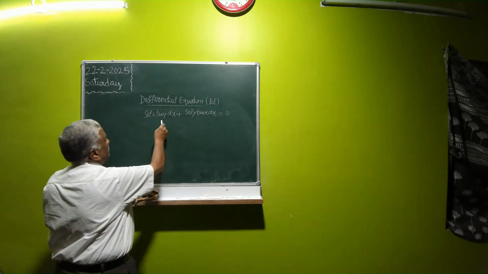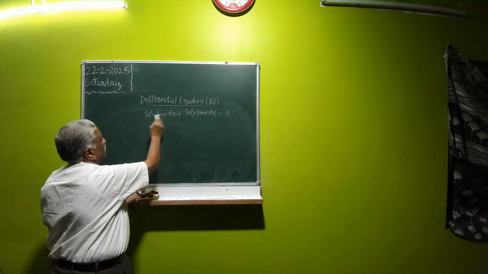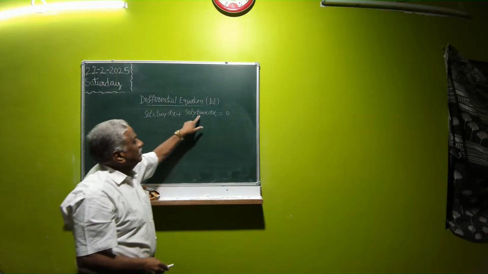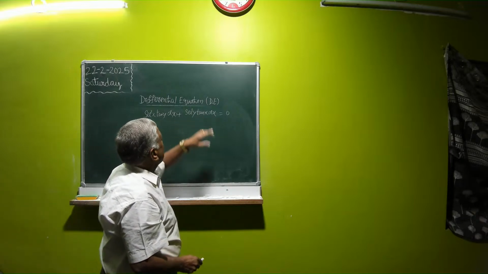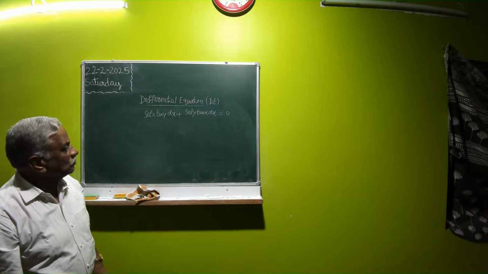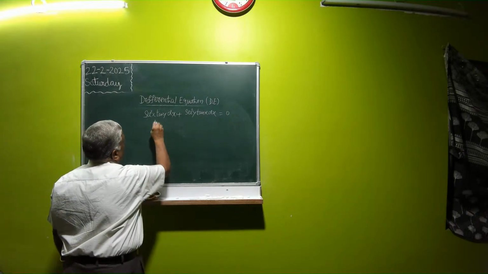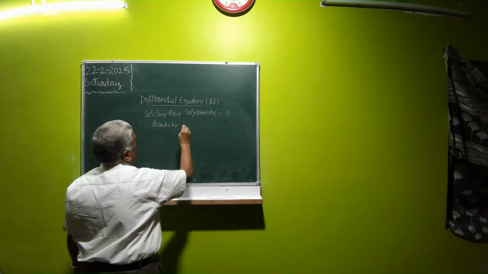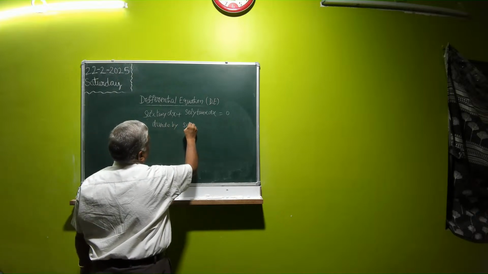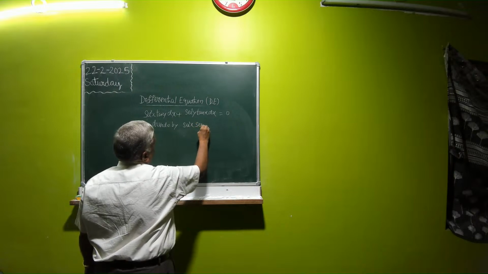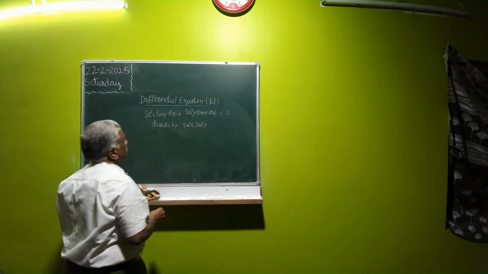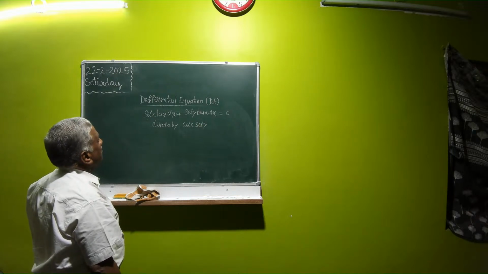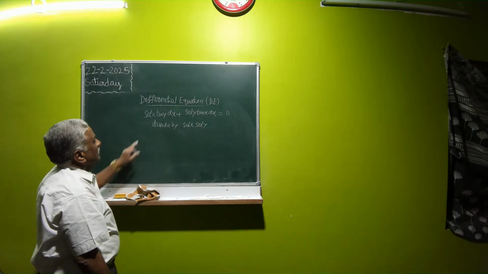So here this tan y should not be here, because we want dx to have only a function of x as its coefficient. Here secant square y should not be there. So what should we do? We will divide by secant square x, secant square y. Is it possible to divide?